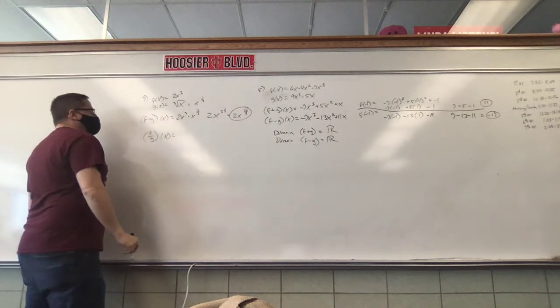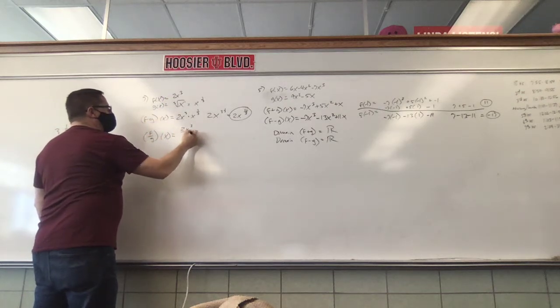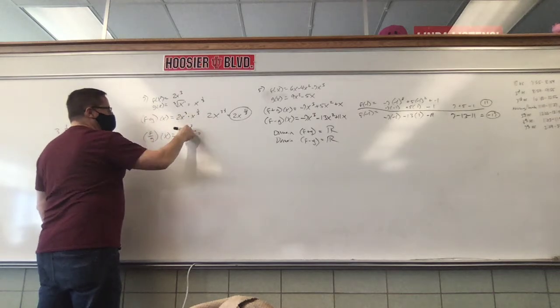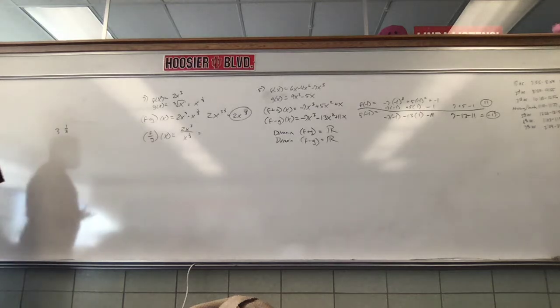Okay? Then we're going to have to divide these, f over g. So 2x to the 3rd over x to the 1/3. Okay? Well, when we times, we add. When we divide, we subtract. Okay? We times, we add. When we divide, we subtract.